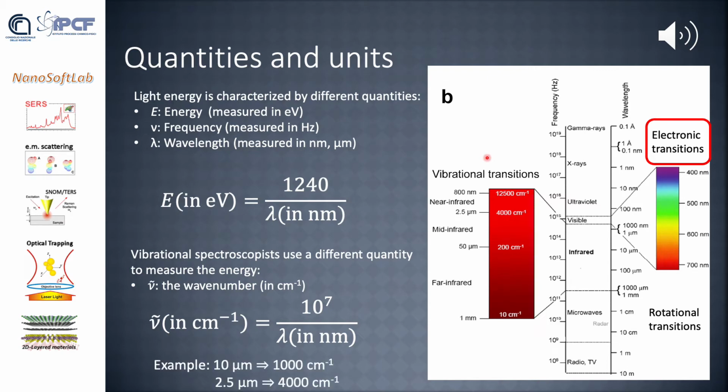To give some examples, a radiation with a wavelength of 10 microns is equivalent to an energy of 1000 cm to the -1. Radiation of wavelength 2.5 microns is equivalent to a radiation of energy 4000 cm to the -1. Vibrational transitions occur in the infrared between 10 centimeters to the -1 and 12,520 centimeters to the -1.